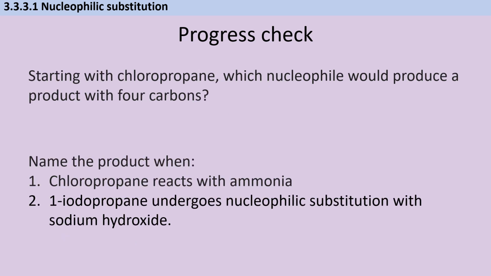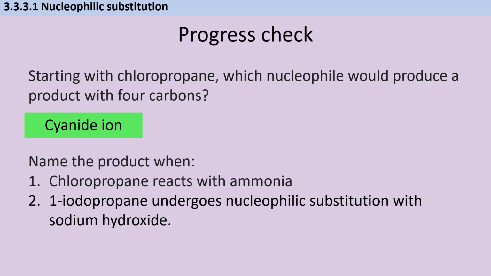And a few more questions. Pause the video and then we'll go through the answers. If we're trying to make a product with 4 carbons and we're starting with chloropropane, which only has 3 carbons, then we need the only nucleophile that we know about that is going to add another carbon to the chain. So it's going to need to be a cyanide ion.